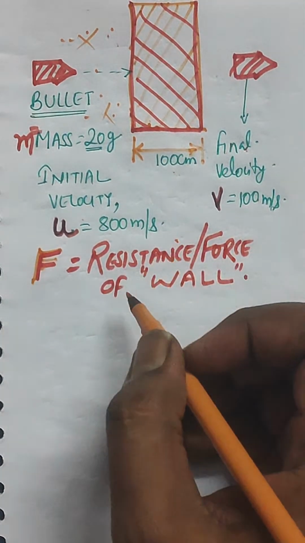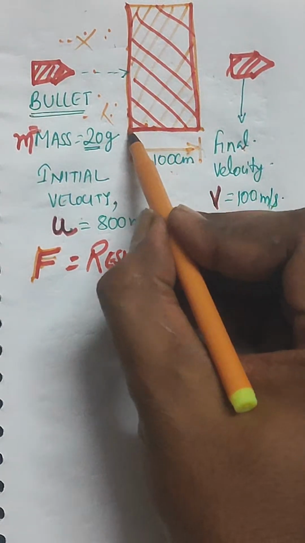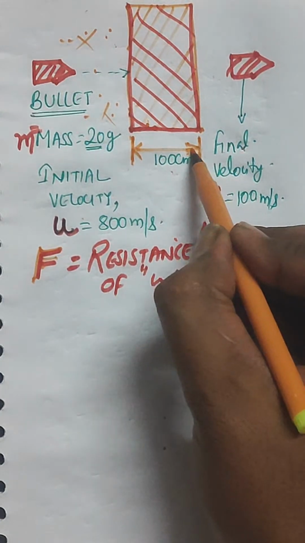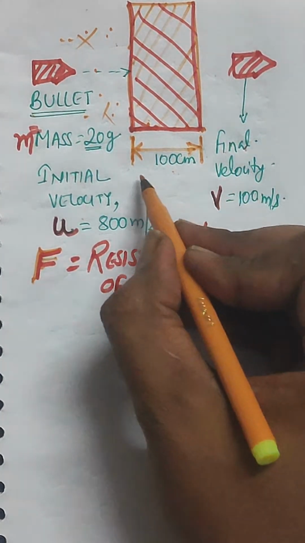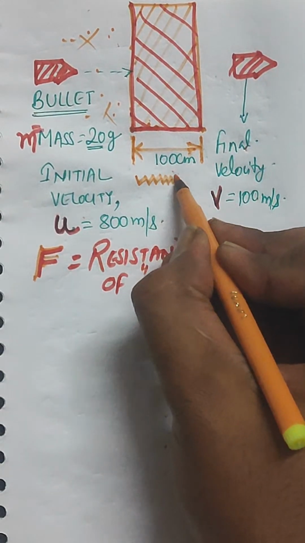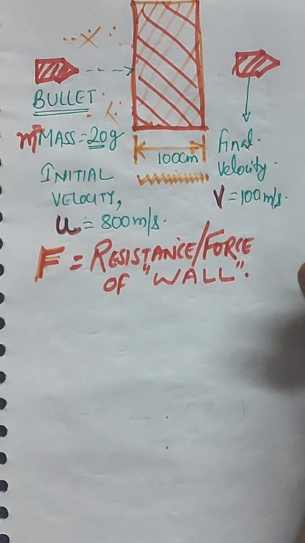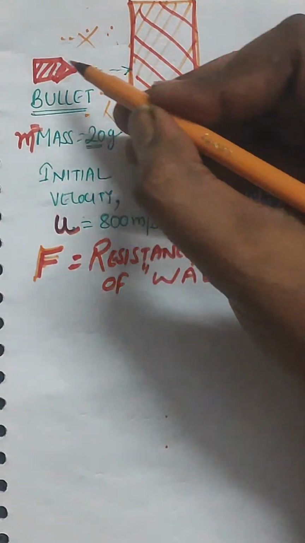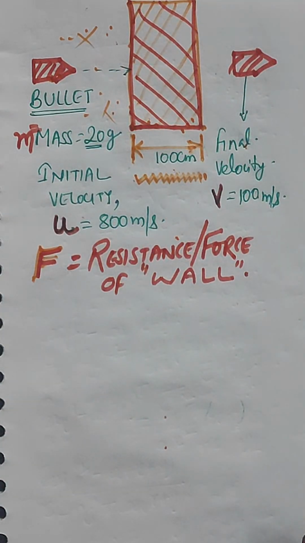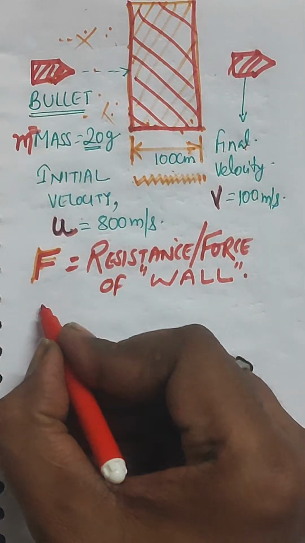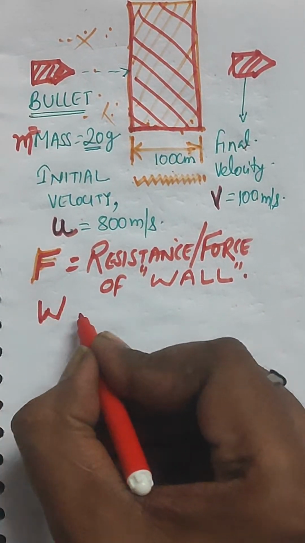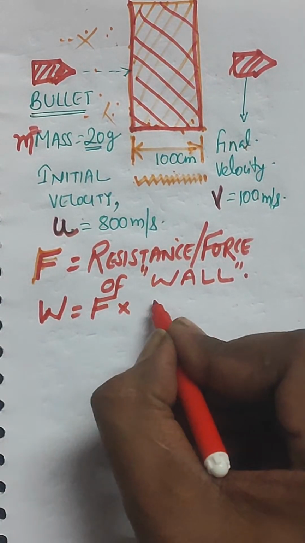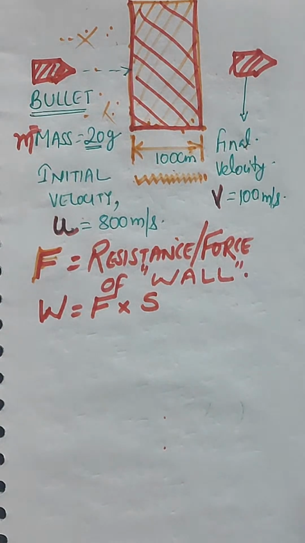Now what is the work done during this travel? The thickness of the wall is 100 centimeter. So in traveling this distance, the bullet needs to cross this wall, and some work needs to be done by this bullet. What is that work? That work is nothing but force into distance, right?